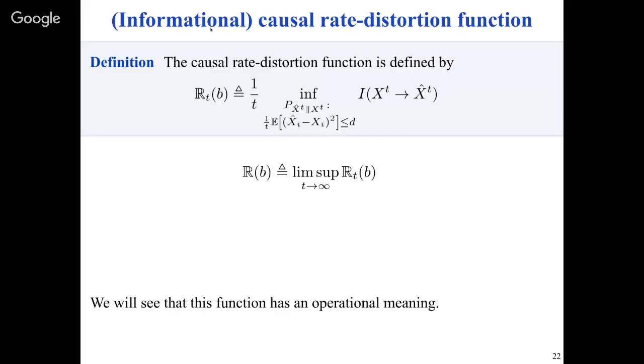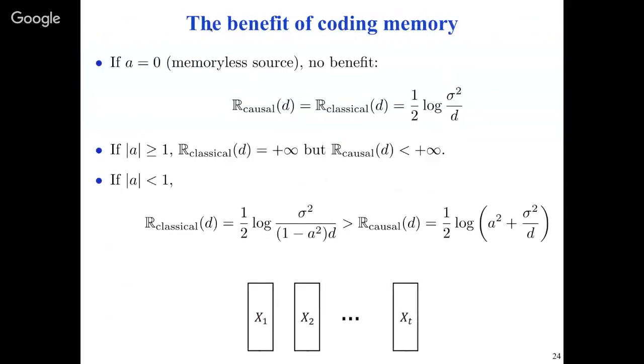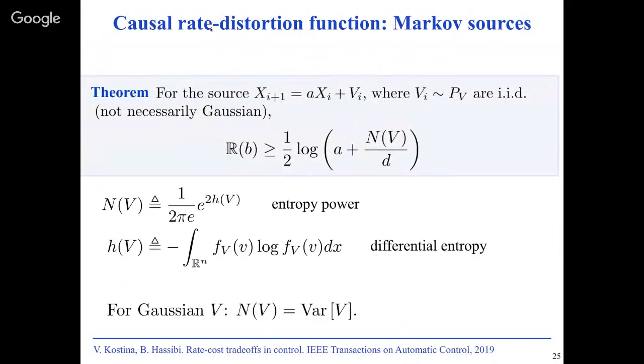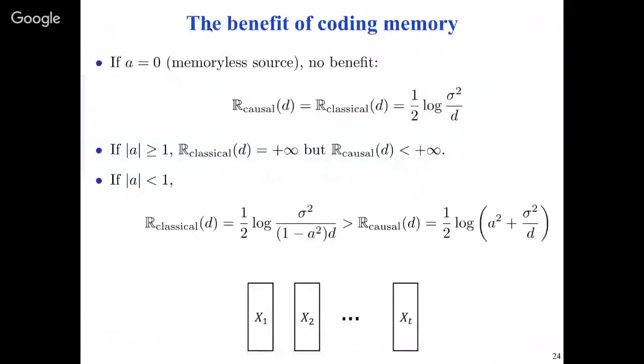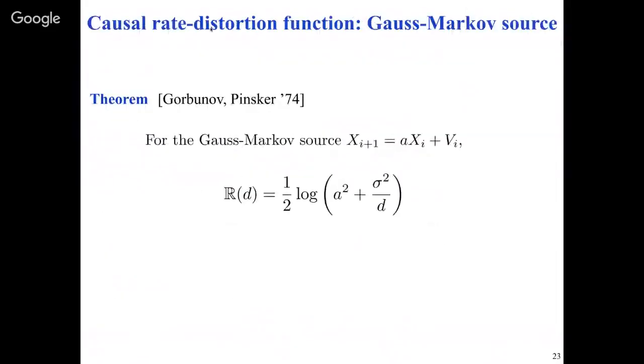Okay, so the benefits of memory are great. And how come classical is bigger, the rate? Because we're forgetting the past here, right? We're not using the memory. We're not relying on the system state. The problem here is the following. We are looking at this Gauss-Markov source, you see the formula here. So if a is greater than 1, it blows up. So if you forget the past, you cannot really do anything.